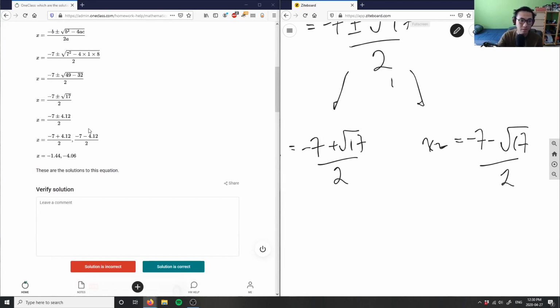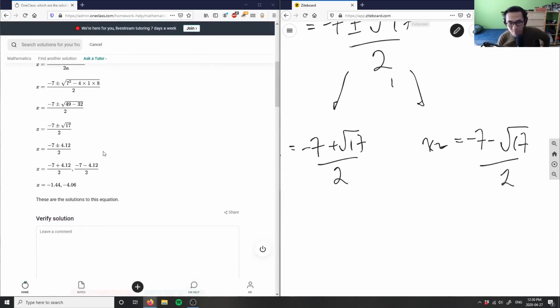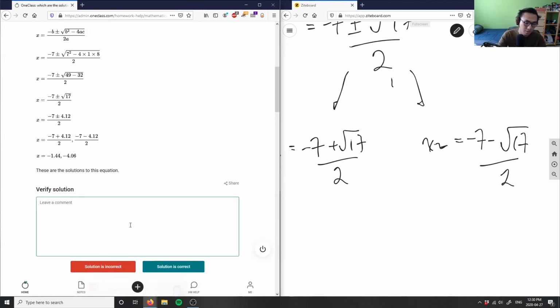So this solution is correct. Again, they solved for it by decimals. I could plug this into my calculator and I'll get the exact same thing. But basically, the solution is correct, right? Negative 7 plus or minus the square root of 17 over 2 is exactly what I got here. So great solution and analysis.